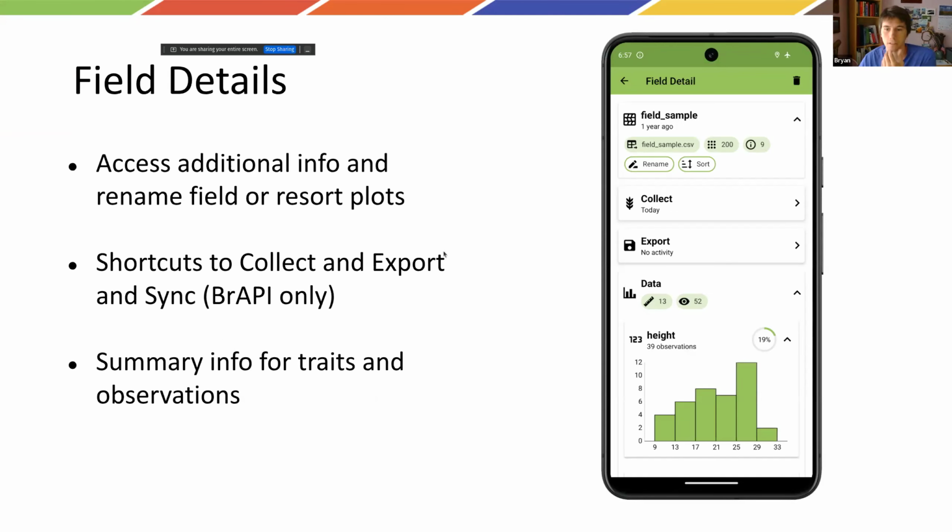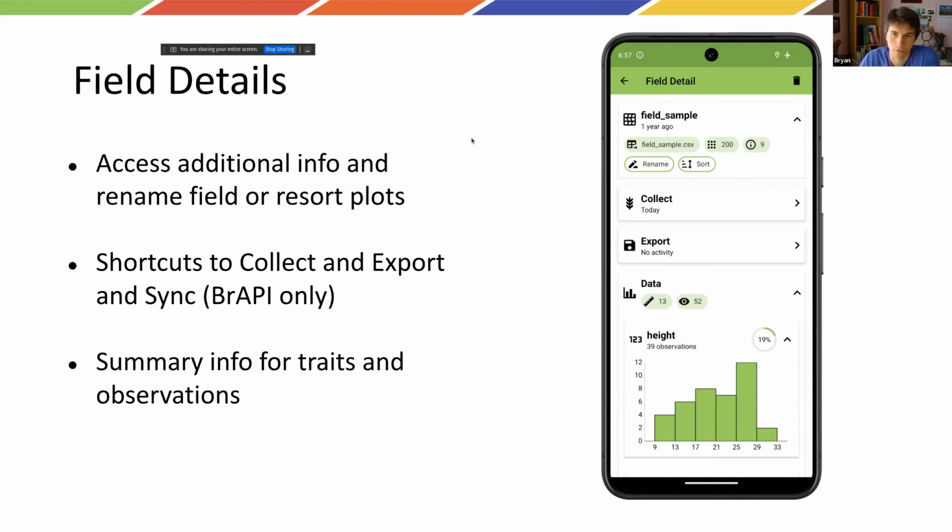Okay, so the field detail view is a page for showing some additional information, some metadata about the field, for example, where it was imported from, how many plots or entries it has, and how many attributes or information columns came with it. You'll also have access to some utilities like the ability to rename the field or to resort the entries or plots within the field. There's some shortcuts to jump directly to collect or export from the field detail page.